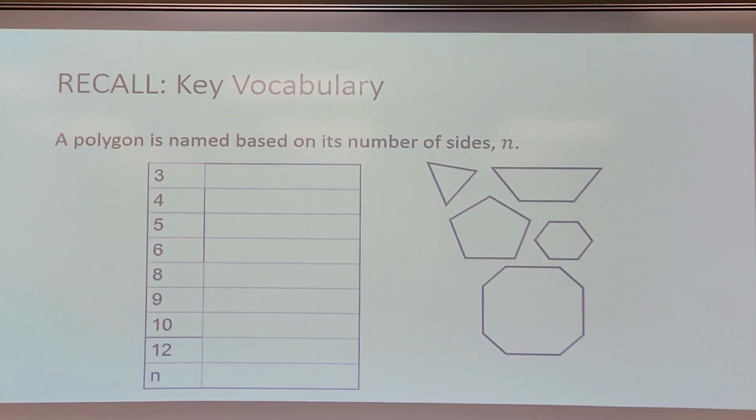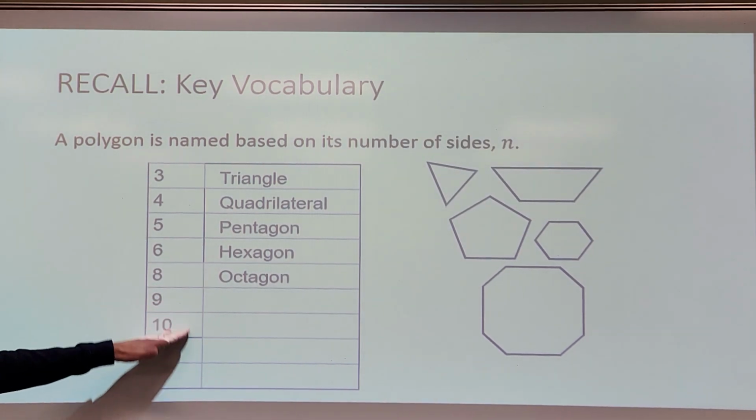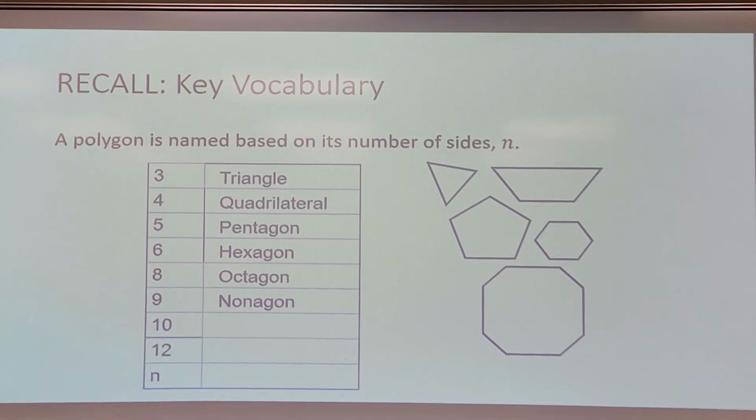Our goal is to make sure that we can remember the vocabulary associated with polygons based on their number of sides. We know that a three-sided polygon is a triangle, a four-sided polygon is a quadrilateral, et cetera. You should be familiar with all of these names: pentagon, hexagon, octagon. After this, the vocabulary shouldn't be new, but it's probably less familiar. A 9-sided polygon we call a nonagon, 10-sided is a decagon, and a 12-sided polygon is a dodecagon.